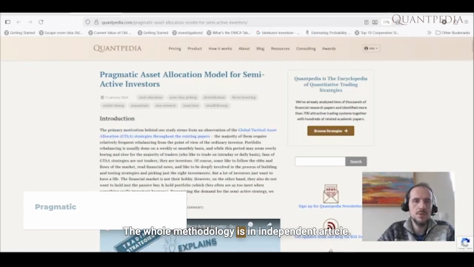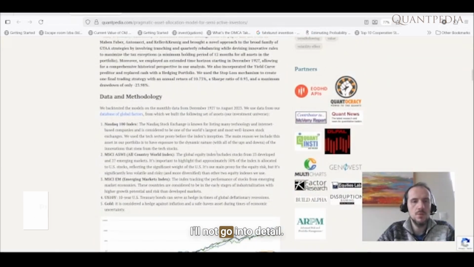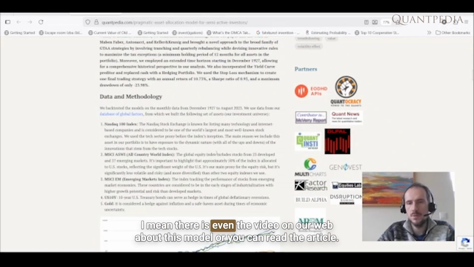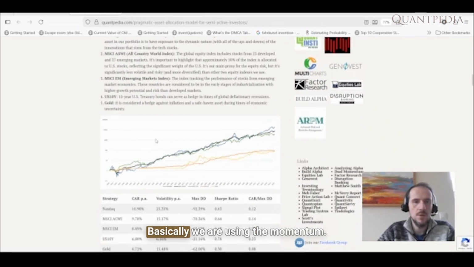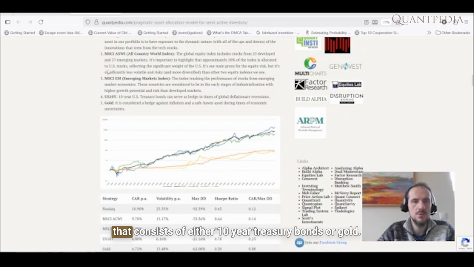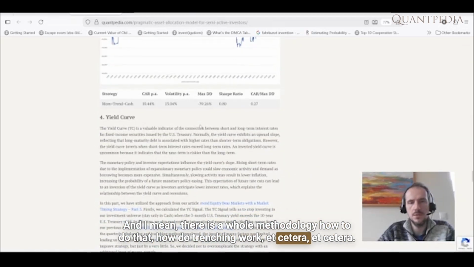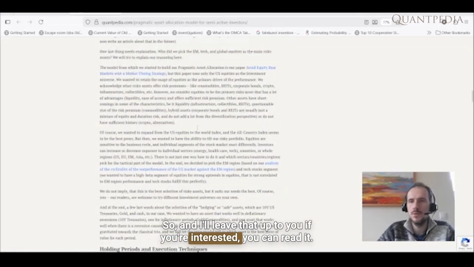The whole methodology is in an independent article, so if you are interested, you can go through the whole article. I will not go into detail. There is even a video on our website about this model, or you can read the article. Basically, we are using momentum, we are picking the best performing asset, and if the risky assets are too risky, or in a drawdown, or in a bear market, we are buying the hedge portfolio that consists of either 10-year treasury bonds or gold. There is a whole methodology for how to do that, how the tranching works, etc. So I will leave that up to you. If you are interested, you can read it.